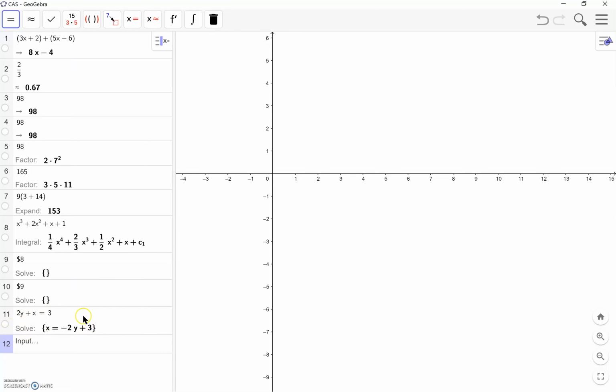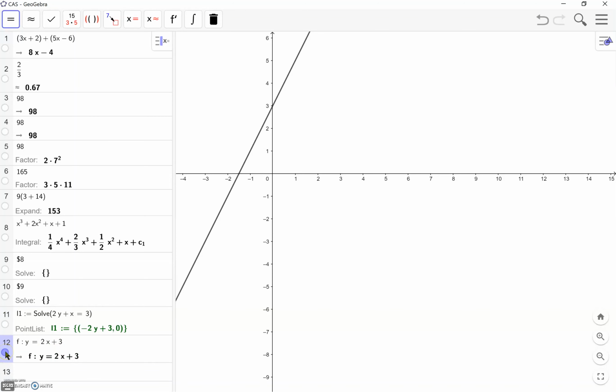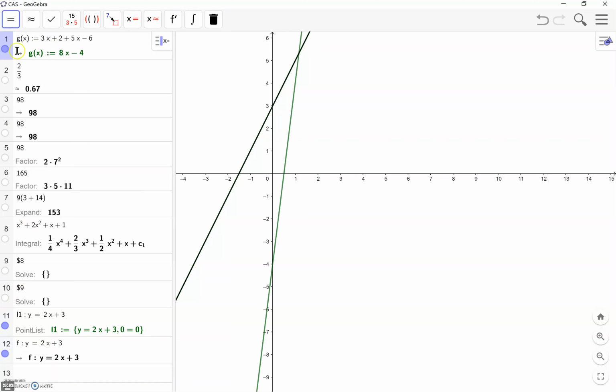Now that I have this solved for x, if I wanted, I could click this and it's going to plot lines for me. So even if I type in y equals 2x plus 3, I can plot those lines. Just another nice thing you can do with this tool.